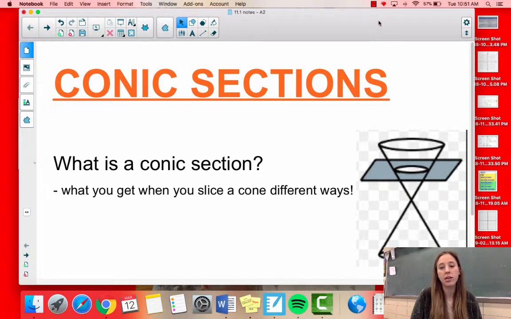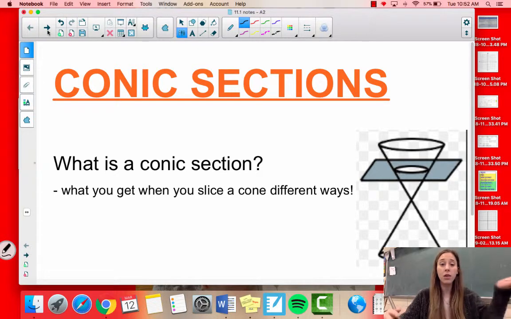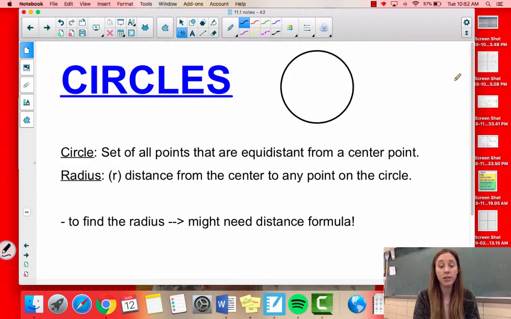So I've got a picture here of two cones that are sitting on top of each other, and if you notice, they've taken this plane and they've sliced the cone through the middle. So that shape that's created when you slice it is going to be considered a conic. And the first one that we're going to be talking about is a circle. So what we have here is when you slice a cone horizontally, you're going to have a circle. And that's the first conic shape.